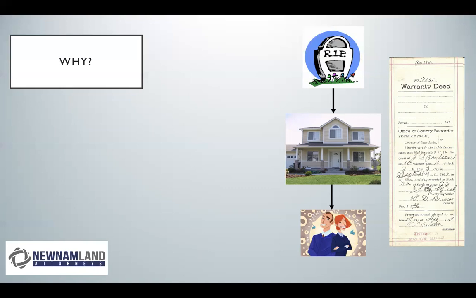Well, if someone dies, how does the world know that they no longer own the house, that they're deceased, and it goes to their kids? A lot of people think, well, I'll just file the death certificate. Well, maybe not, because how can they tell from the death certificate who gets your property? Other people think, well, I'll just file the will.